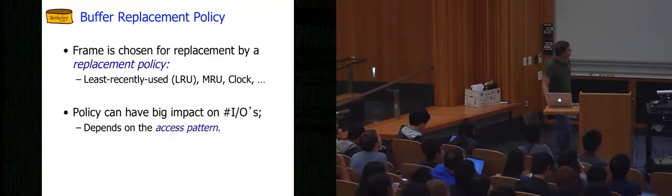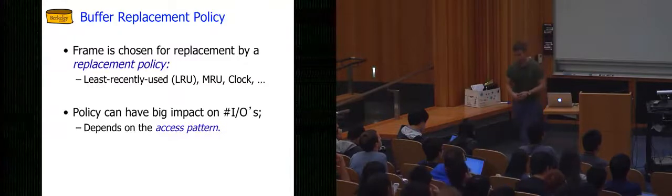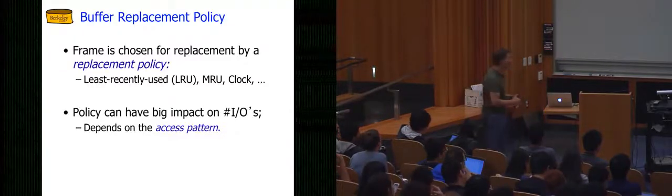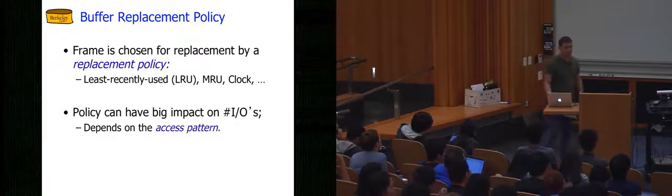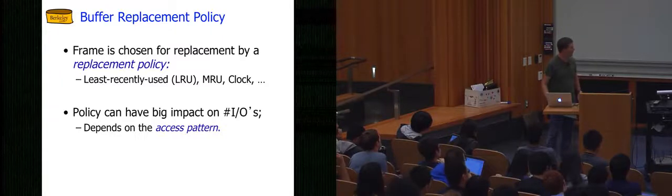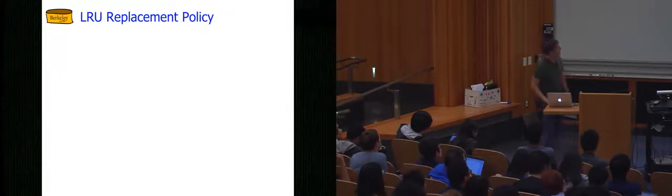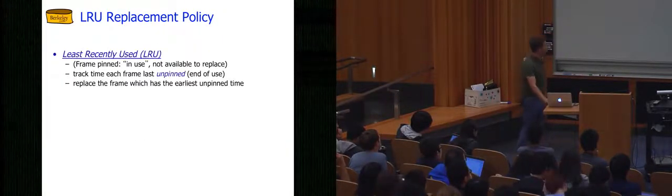That is it. All right, which gets us to the question of what's a good buffer replacement policy, which is where we left off last time. Goodness depends on access patterns. You can always construct an access pattern that makes a buffer replacement policy look kind of bad. So let's start with the default, which is the least recently used policy.